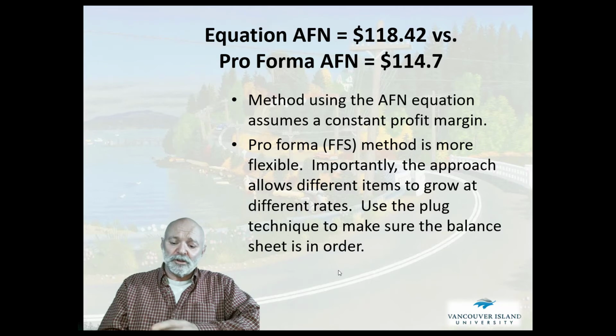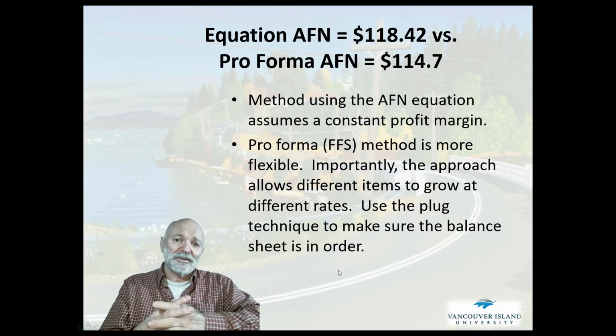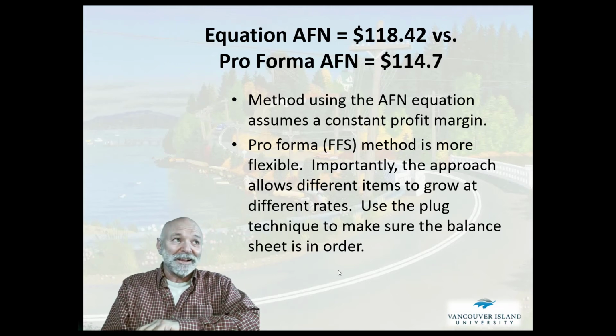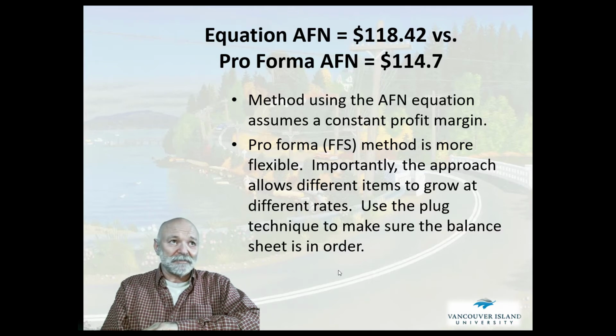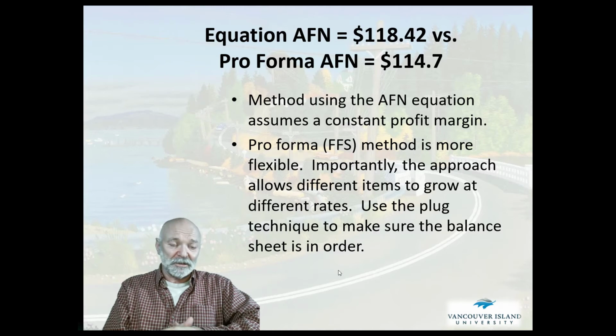Now, comparing our two different approaches. In the first approach, the AFN, the back of the napkin approach, we had a total funding requirement of 118 and change. For the pro forma AFN, using the forecast sales, we ended up with 114.7. About a $4 million difference between the two approaches.